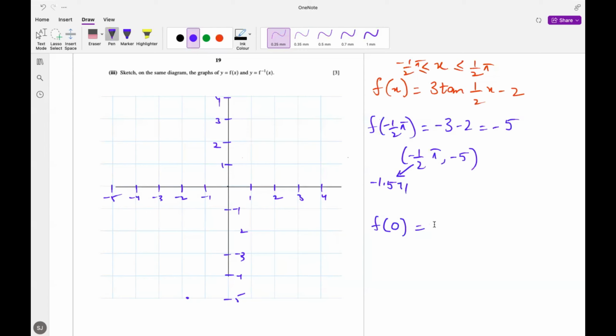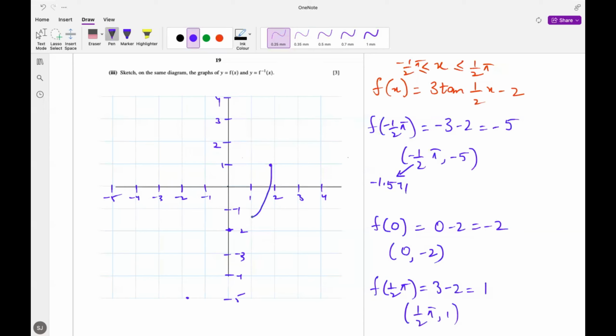Taking another value of x as 0, tan of 0 is 0. So 0 minus 2 will be minus 2. So another coordinate will be 0, comma minus 2. And taking tan of 1 upon 2 pi, if we take x equal to 1 upon 2 pi, then 1 upon 2 into 1 upon 2 pi will be 1 upon 4 pi. So tan of 1 upon 4 pi is 1, and 3 minus 2 will be equal to 1. So the third coordinate will be 1 upon 2 pi, comma 1. So 1 upon 2 pi is 1.571 and 1. As this is the tan graph, this will be a curve of this shape.